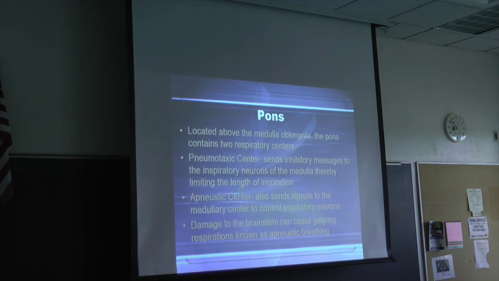Damage to the brainstem can cause gasping respirations, known as apneustic breathing. So when the pons isn't doing its thing, the medulla doesn't know when to stop inspiration. It needs the pons up there to tell it, okay, that's long enough inspiration. When the pons is damaged, like you see with trauma patients or stroke patients, they're gasping, and their inspiration goes on and on and on, and then finally the air comes out of their lungs, and then it starts all over again. They've got no control of how long inspiration should be. So you'll see this abnormal breathing. It's called apneustic breathing.